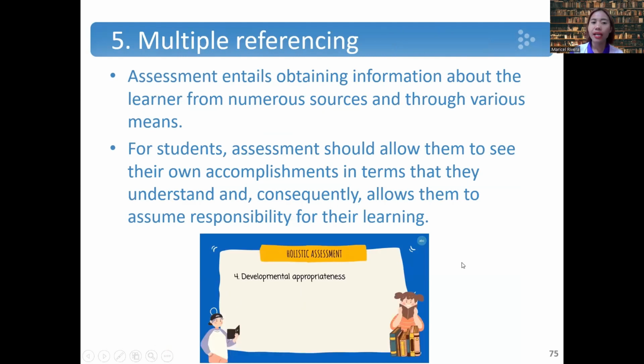Multiple referencing. Assessment entails obtaining information about a learner. We have here numerous sources and various means. And for students, assessment should allow them to see their own accomplishments in terms that they understand, and consequently allows them to assume responsibility for their learning. Multiple referencing. Assessment comprises gathering information about the learner from a variety of sources and methods.